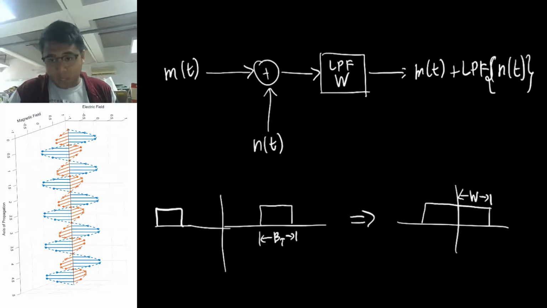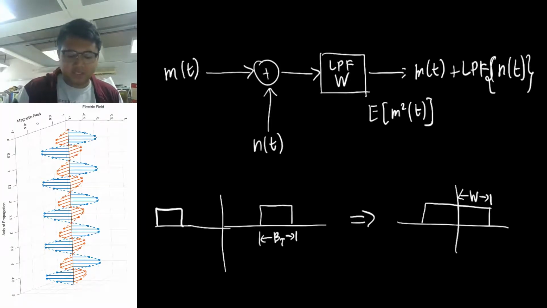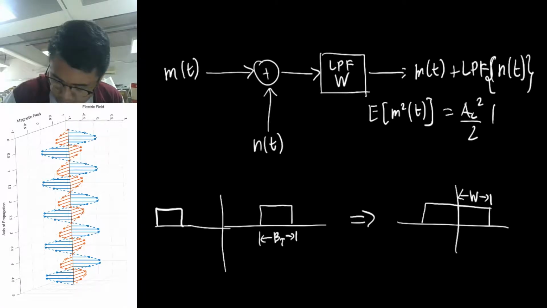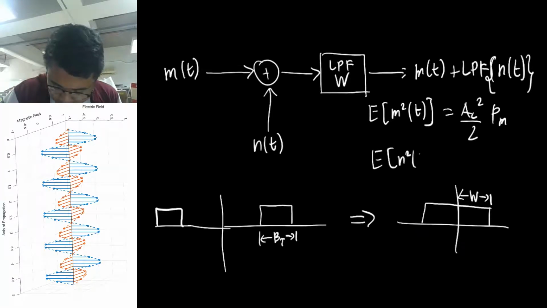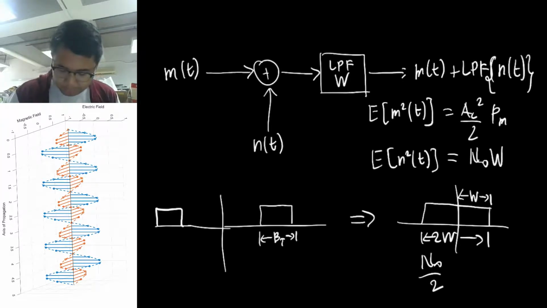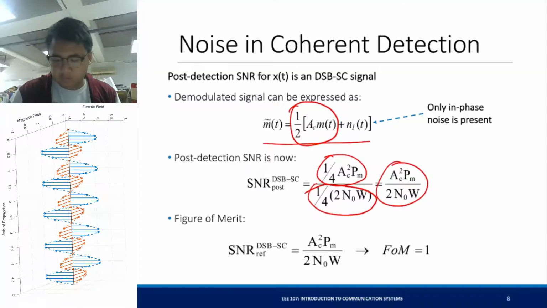So the reference SNR is equal to the power of the message, which is the same as x of t. So that is A_C squared over 2 p sub m. And the power of the filtered noise depends on this. This is 2W times N naught over 2. We have N naught W. Therefore, the reference SNR is equal to A_C squared p sub m over 2 N naught W. Okay? And that's what happened here. And you get a figure of merit equal to 1.